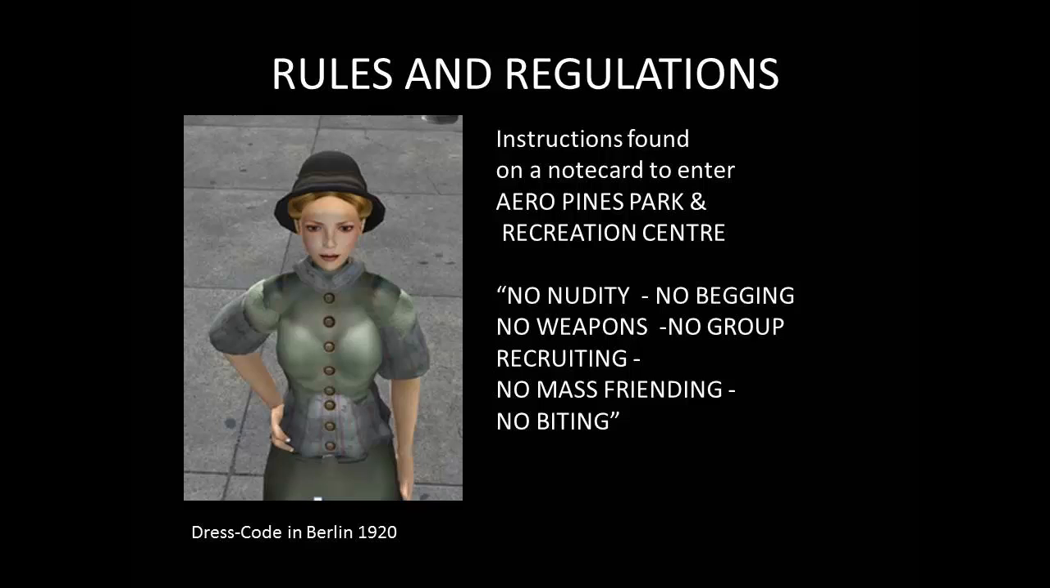In the Aero Pines Park and Recreation area, I found a list of rules and regulations. Visitors are informed that Aero Pines Park owners are not tolerant of bad manners, aggression, foul mouths, or mass spam-friending group invites towards our guests. No nudity, no weapons, no begging, no group recruiting, no mass friending, no biting. Actually, I've never been bitten, but I have been shot, bombed, and exploded.